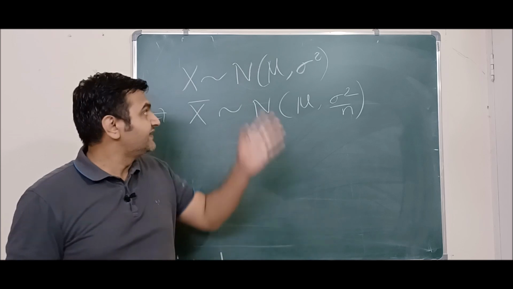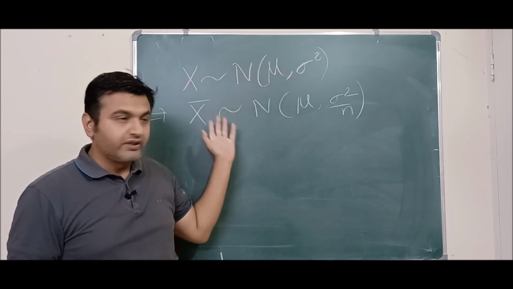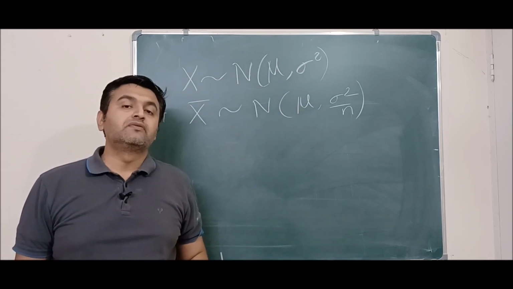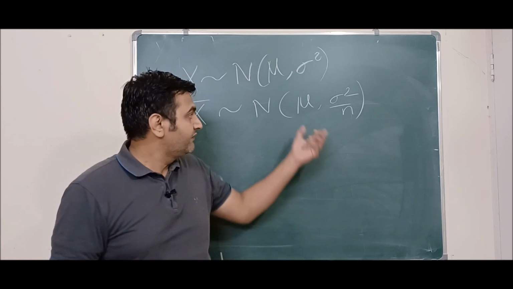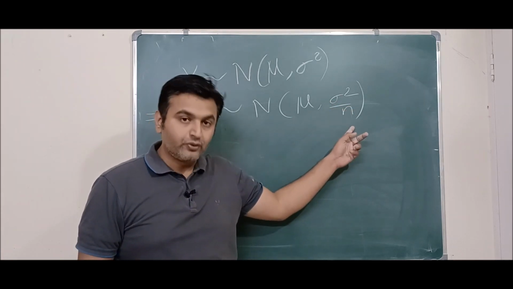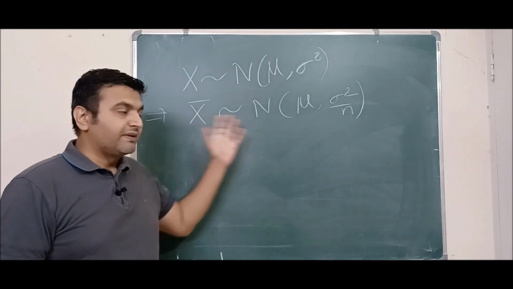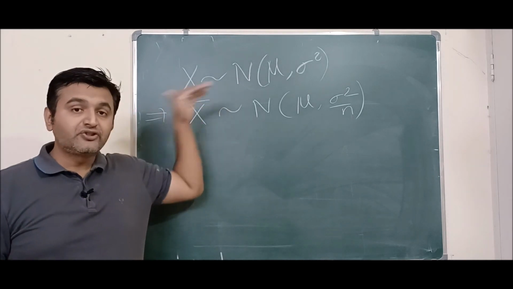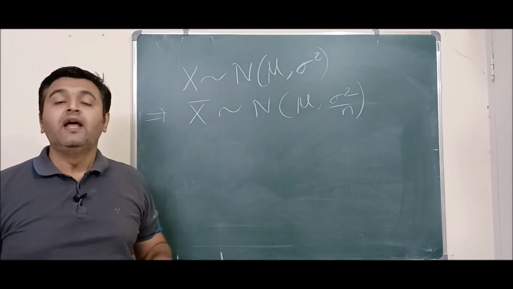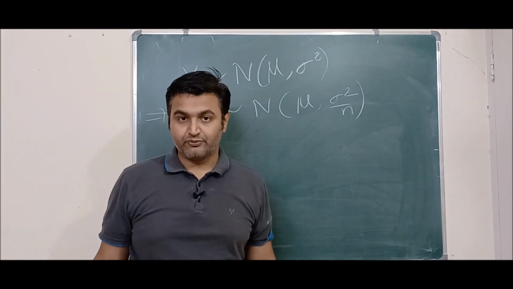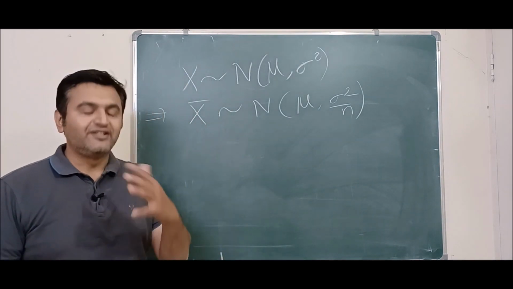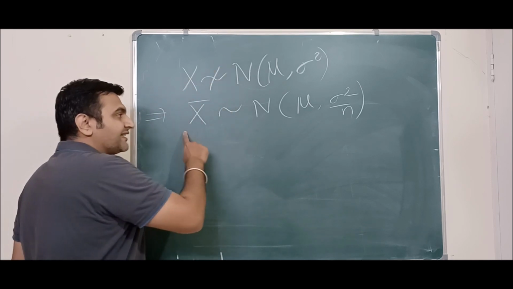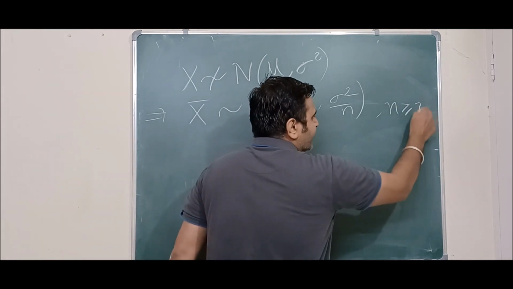If you take a sample of size 1, it is the same as x, normally distributed. When n is 2, x bar will be normally distributed with mean mu and variance sigma square by 2. If you take a sample of size 3, again x bar will be normally distributed with mean mu and variance sigma square by n. So when x is normally distributed, x bar will always be normally distributed. And when x is not normally distributed, the central limit theorem says x bar will still be normal, provided you take n greater or equal to 30.